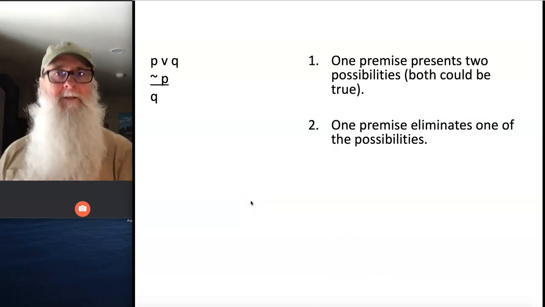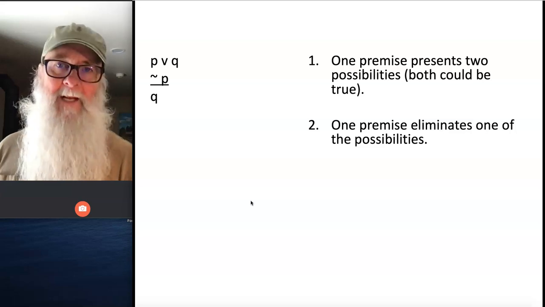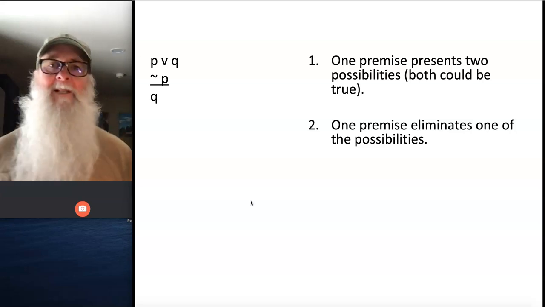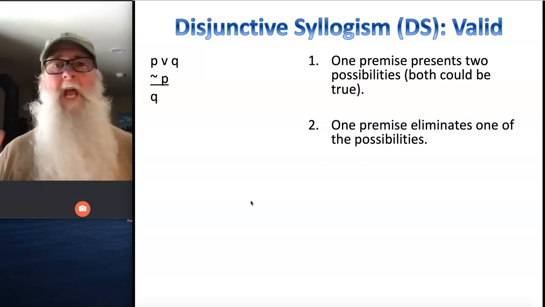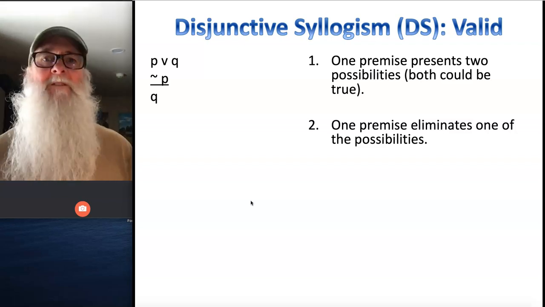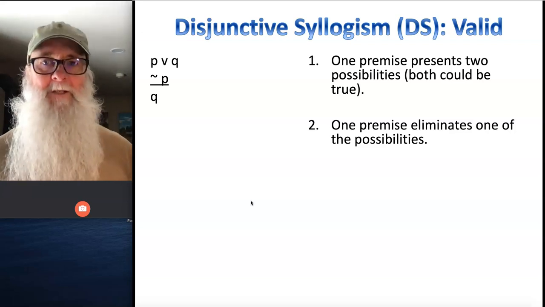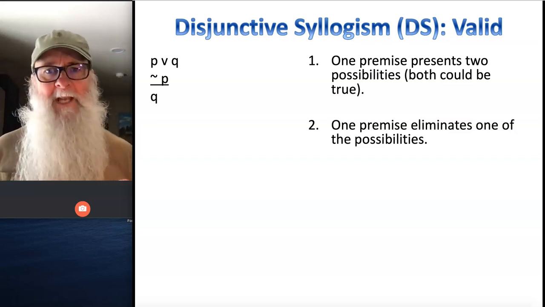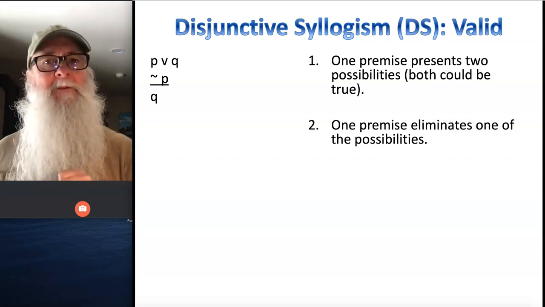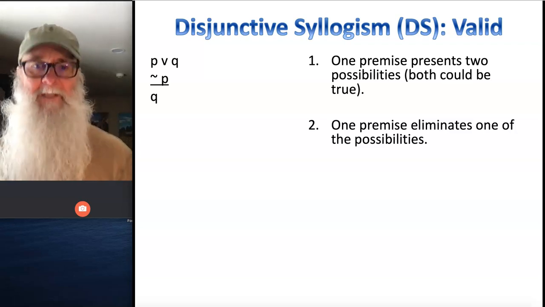So we have one premise that's presenting us with two possibilities and another premise that's eliminating one of those two possibilities. And when this happens, we have what's called a disjunctive syllogism, or a DS. And any argument with this form is valid. It doesn't matter what the statements are that are represented by P and Q. When we have one premise that presents us with two options and another premise that comes in and removes one of those options, we know that the other option in the wedge statement has to be a true statement.